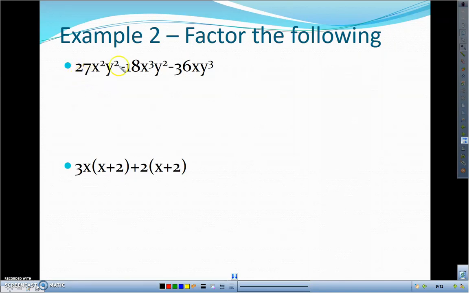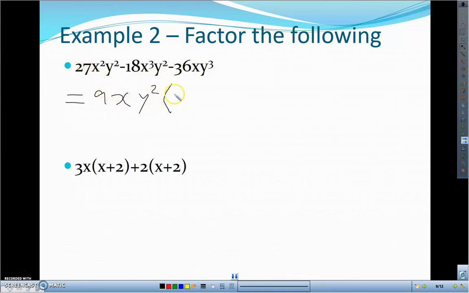We look at the numbers, 27, 18, and 36. The greatest common factor of those numbers would be 9. We look at the x's. I've got 2 x's, 3 x's, 1 x. I can only take out 1 x because that's common among all of them. I look at the y's. There's 2 y's, 2 y's, 3 y's. I can take out 2 of them. I cannot take out more than the lowest exponent. And there's no z's. I've taken out as much as I can take out.